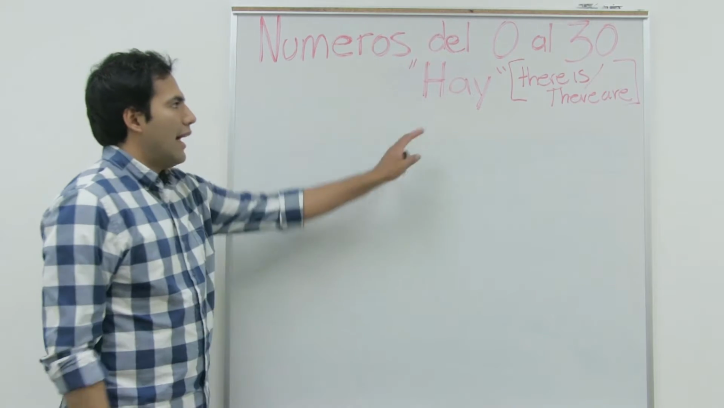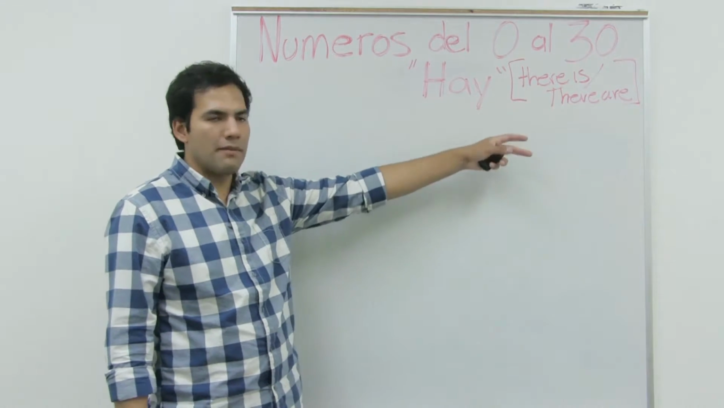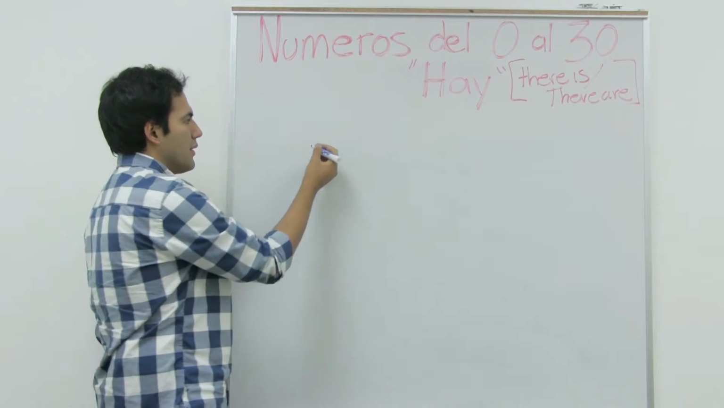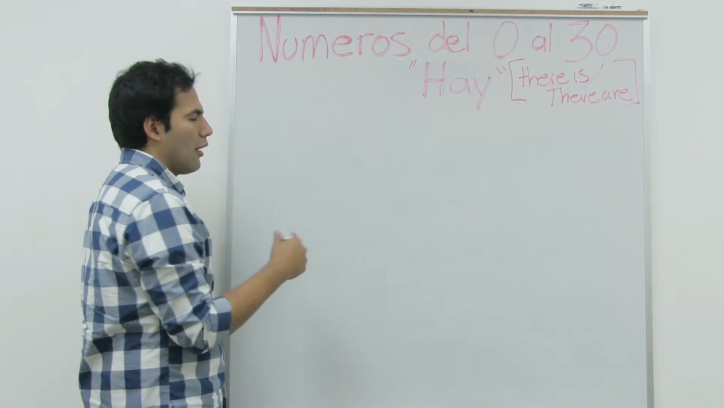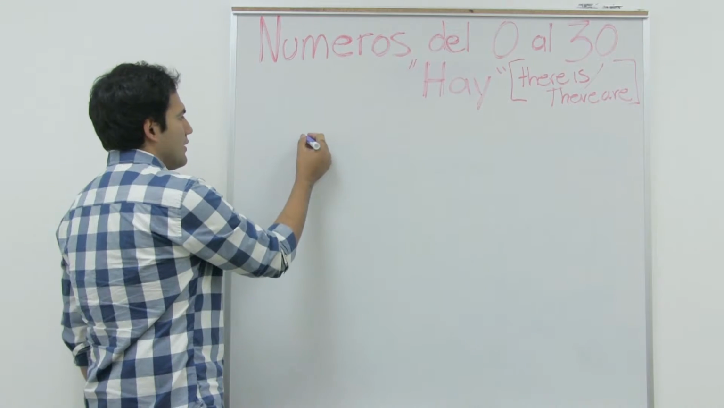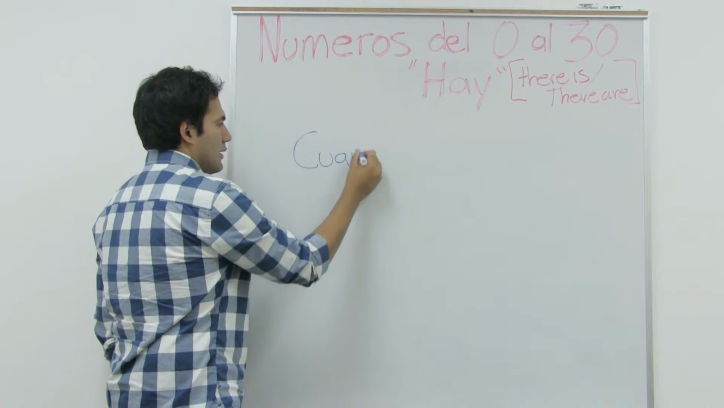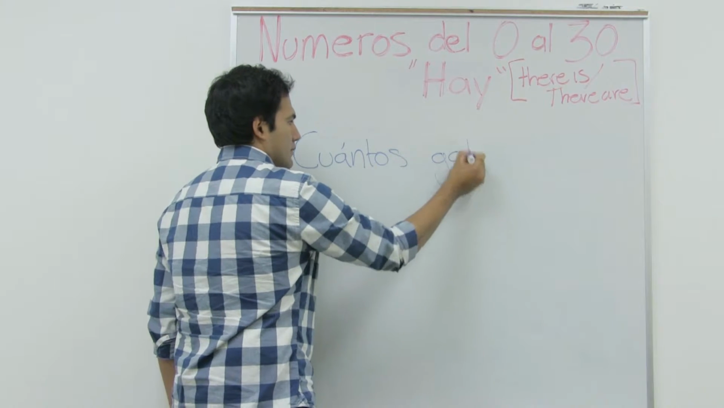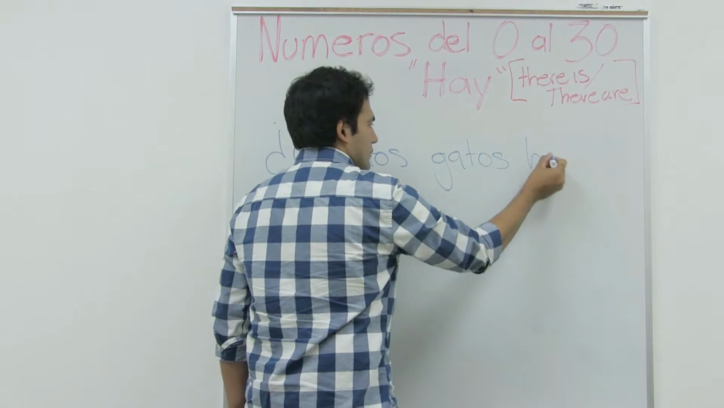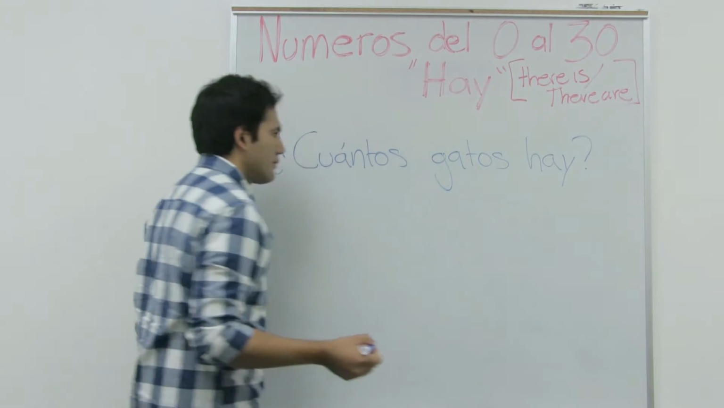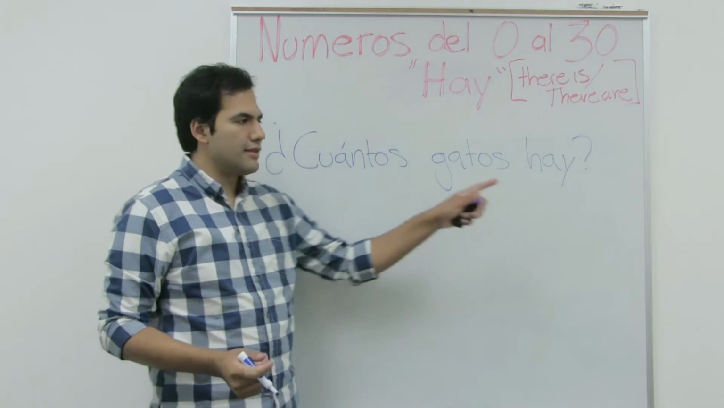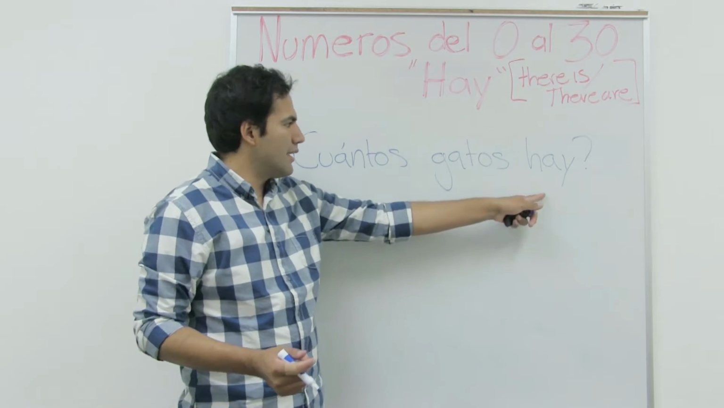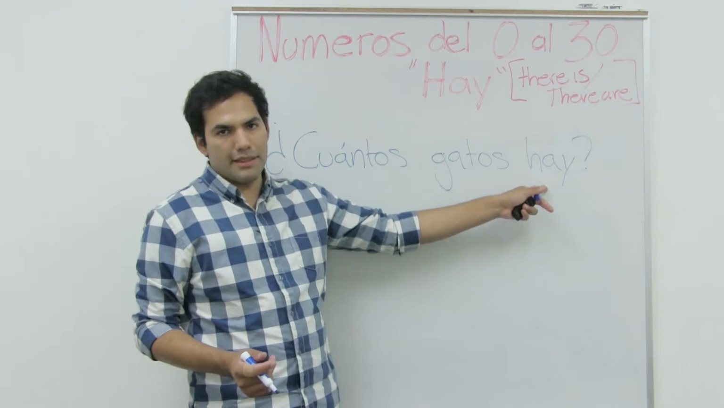Okay, so like we said, hay is to express how many of something there is or there are, and that's how it's spelled. So if we wanted to ask how many cats there are, we're gonna say cuántos gatos hay. So in the same way that it works in English, like how many cats there are, where you have the verb at the end, it's the same with hay. The hay, you're gonna put it at the end.